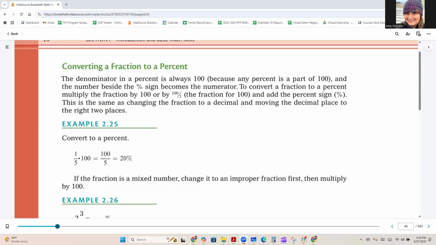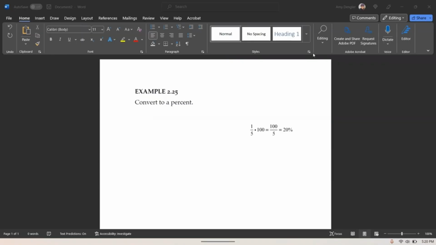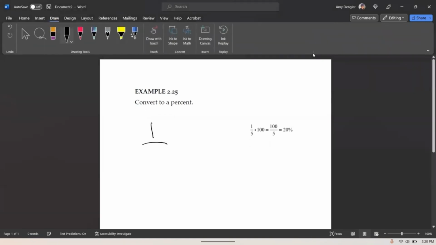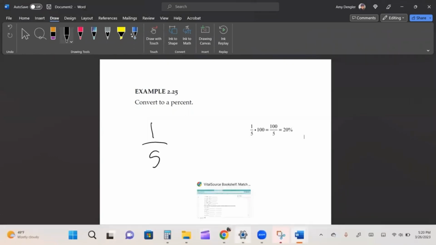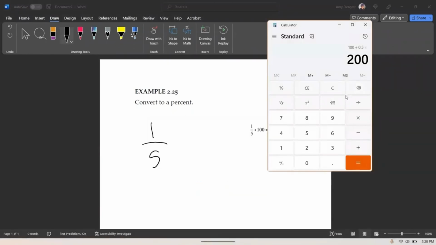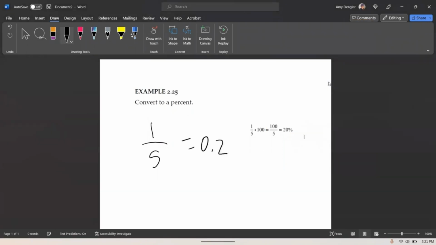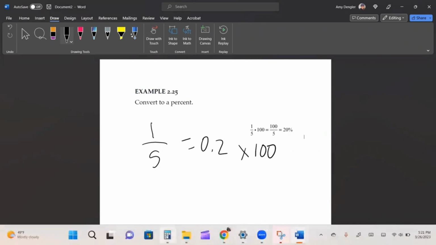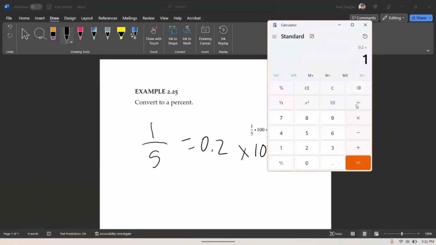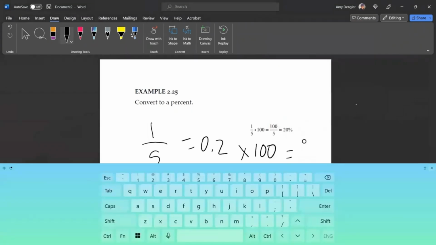So let's do example 2.25. Example 2.25, we're going to convert 1/5 to a percent. So 1 divided by 5, this is how I do it. So first I take that fraction and do 1 divided by 5, and I get 0.2. And then I need to multiply that by 100 to get my percent. So this is how they set it up. I think that's a little more confusing, but whatever way is best for you. And then we get 20%.